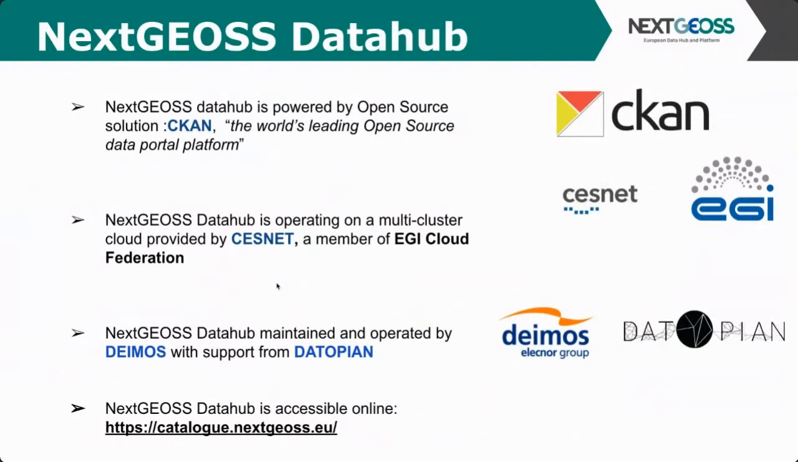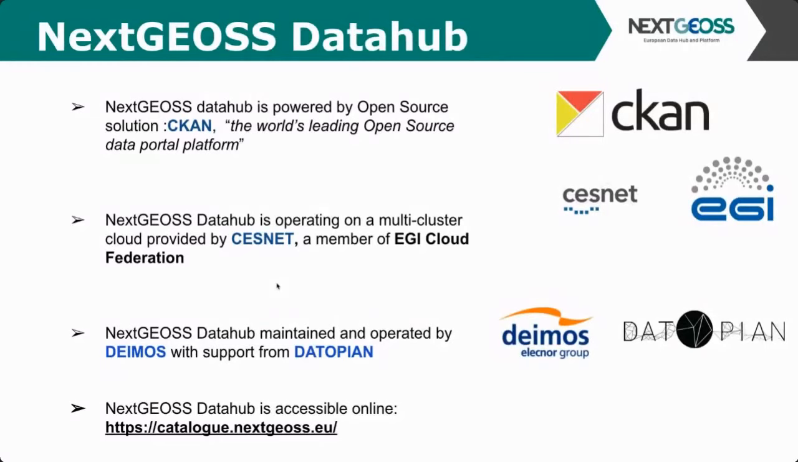Right now, the Data Hub is operating in a multi-cluster cloud, which is provided by our partner CESNET, a member of the EGI Cloud Federation. So the Data Hub is operational. It's hosted in a very highly scalable infrastructure that helps us to address different needs and also provide access to data in the latest fashion.